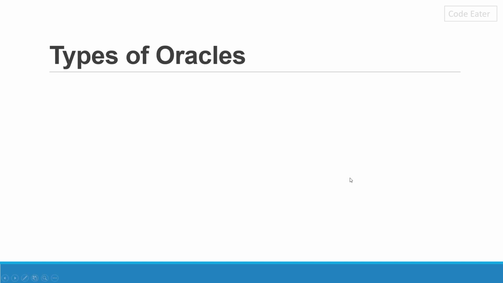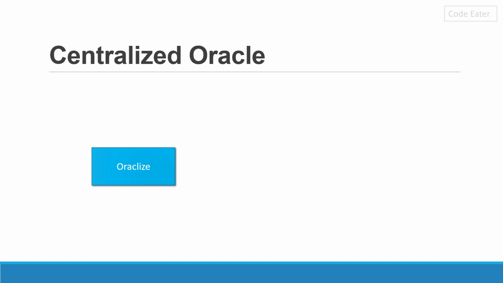Now let's talk about the types of oracles that we have. We basically have two types of oracles. The first one is the centralized oracle, and an example of a centralized oracle is Oracleize. You can use Oracleize to fetch different off-chain data. The only thing you need to understand is that Oracleize is a centralized oracle. Since it is centralized, we are trusting some centralized authority to fetch the data, right?